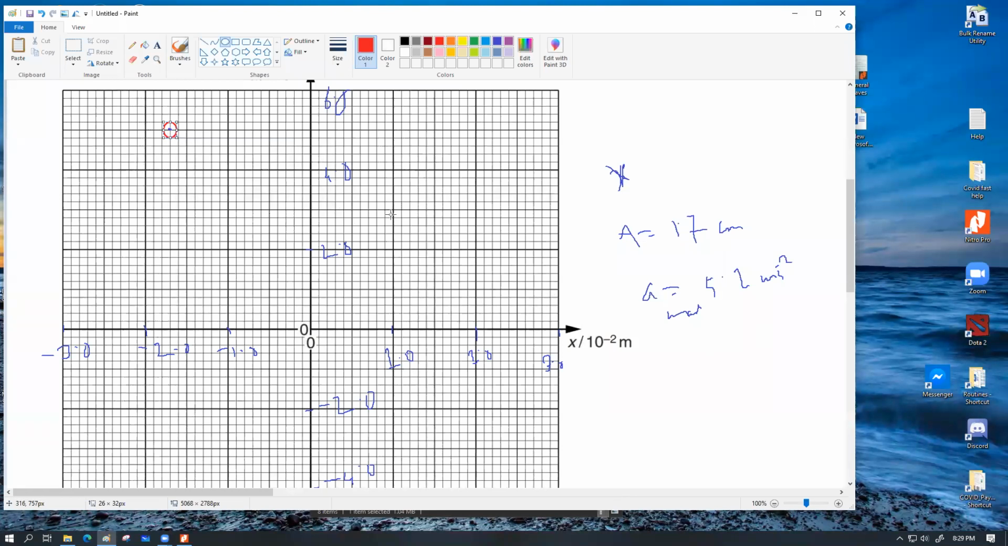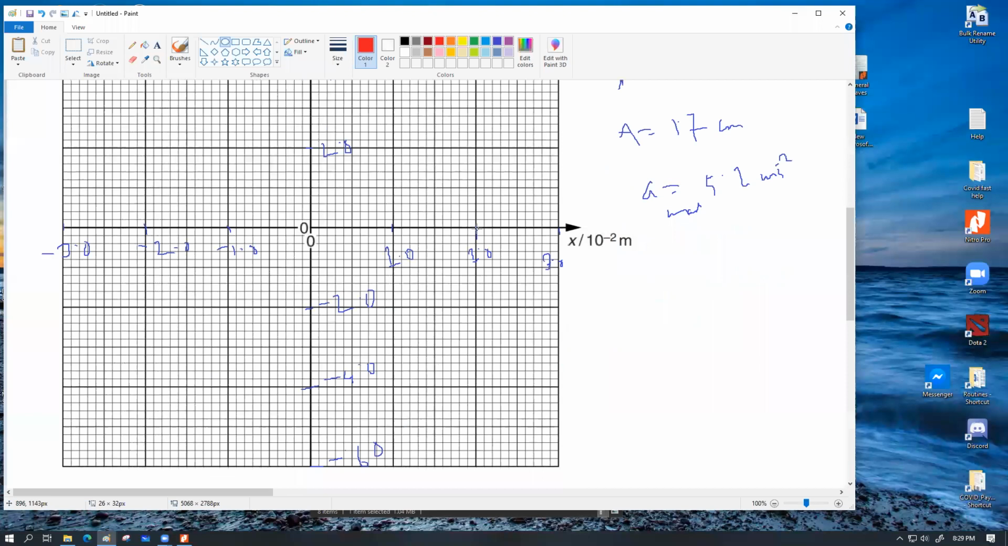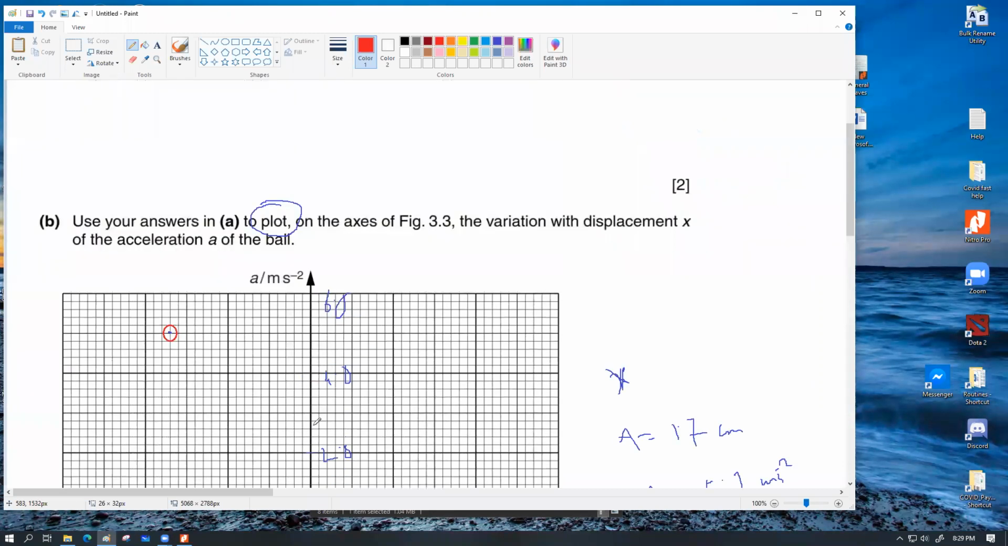So I found one coordinate over here. I can very easily find the other coordinate for this amplitude on the positive side. That point should be located at minus 5.2. So 5.2 is over here, one division below.